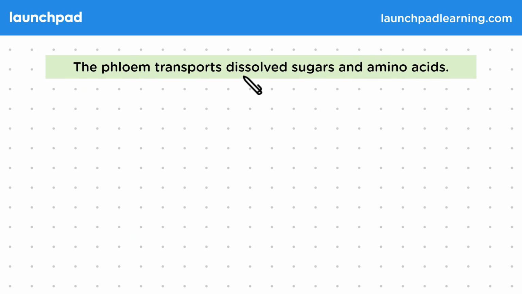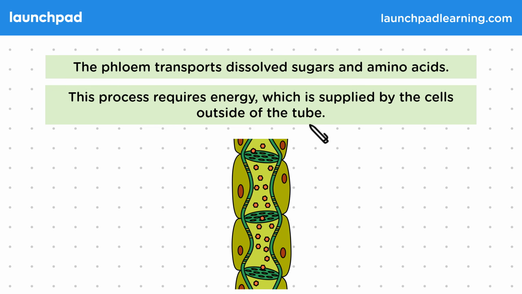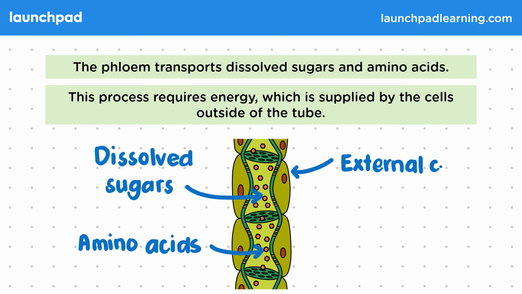The phloem transports dissolved sugars and amino acids. This process requires energy, which is supplied by the cells outside of the tube. This is the phloem. Inside of the phloem are dissolved sugars or sap. There are also amino acids which are being transported in the phloem for storage or for immediate use by the plant. These external cells shown in the diagram supply the energy required for the transport of these sugars and amino acids through the phloem.